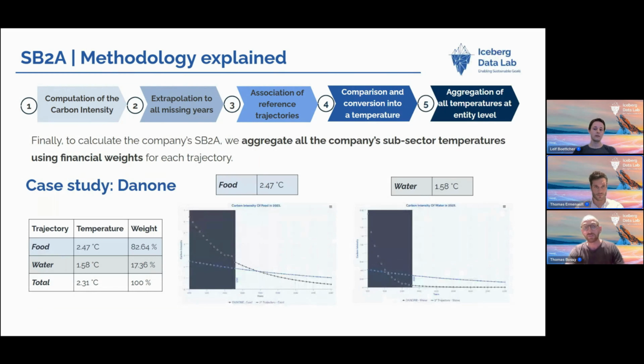But as you can see in this case study with Danone, a company can be across several sectors. For example, here, there is a food sector and a water sector, for which they have two different temperatures and two different trajectories specific to each sector. And then we aggregate them at the company level based on weights that are defined from the revenues of each sector. So we come back to using financial weights here.